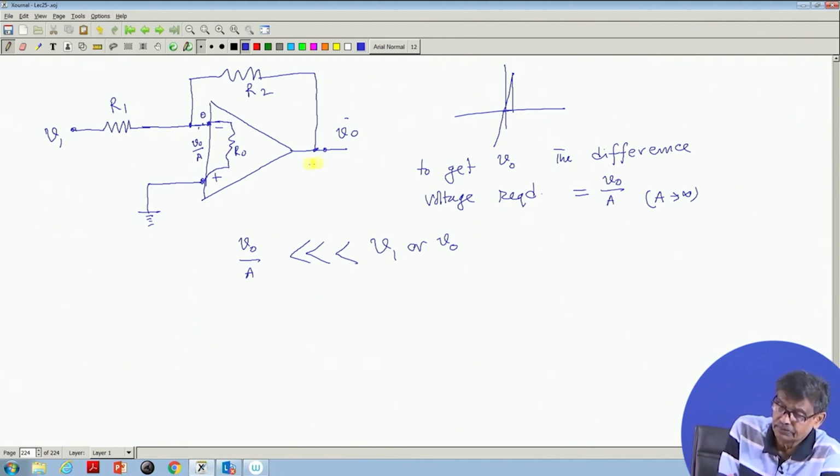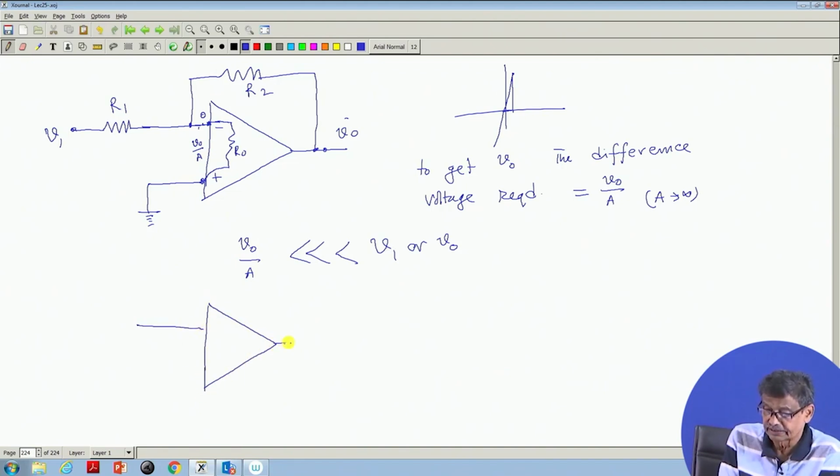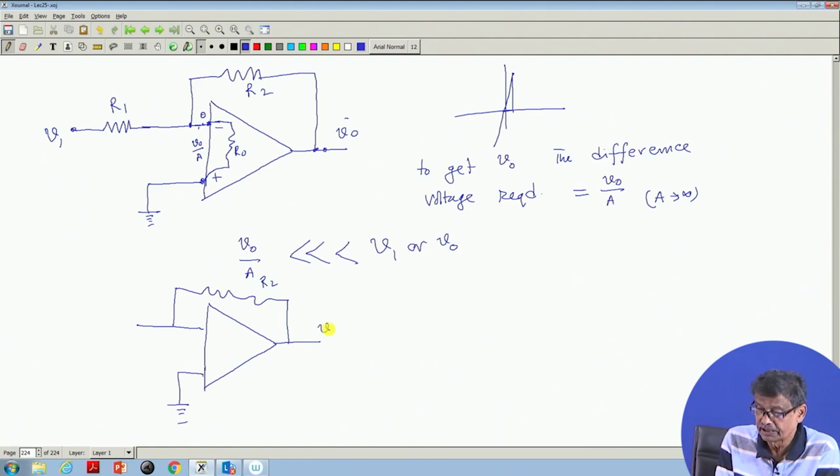For example, I want to analyze this circuit. So, I will say look here, and let us assume it is an ideal op amp. So, this is the circuit, this is R2, this point I have grounded, and this is my output voltage, and here I will connect my input signal V1.